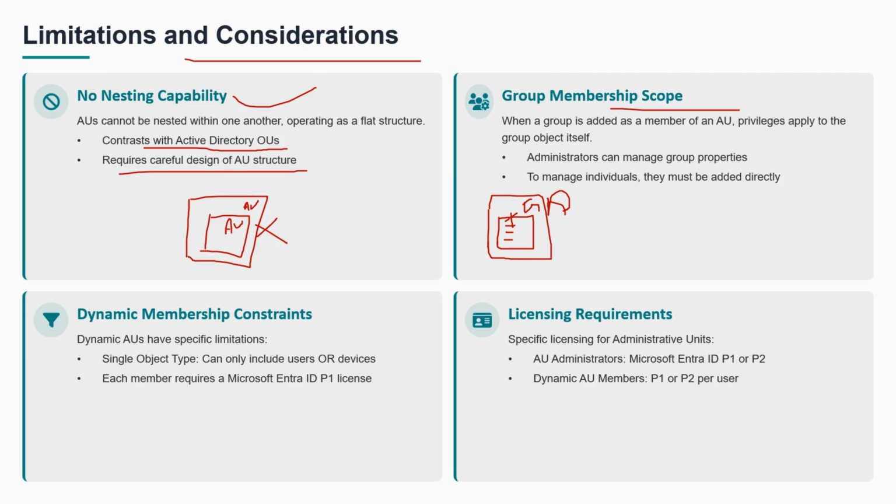So that's why, in group membership scope, the administrator can manage group properties. To manage individuals, they need to be added directly. This means users should be added directly to this AU, not through the groups.